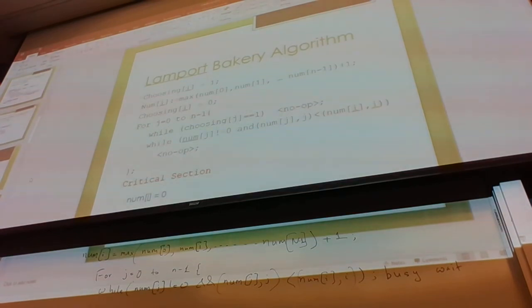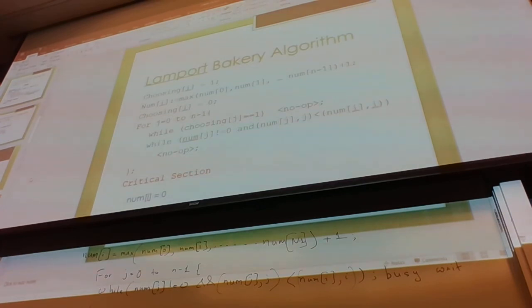Yeah. So if num j is equal to 0, would it still execute the critical section? If num j is equal to 0, it will not execute the critical section. This code just doesn't show that, but it'll skip over that. If a particular process wants to execute the critical section, it will never have num equal to 0. It forces a process to have num non-zero. If it wants to execute the critical section, you have to have non-zero num.